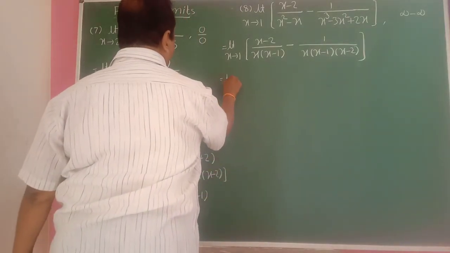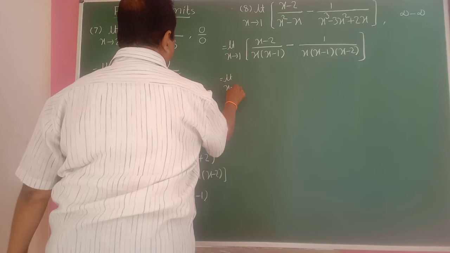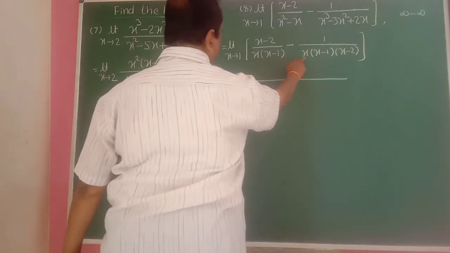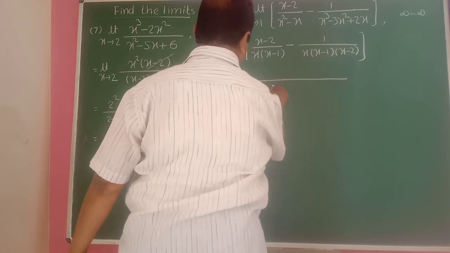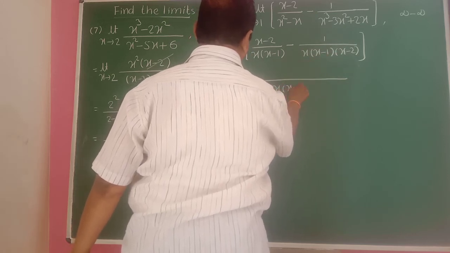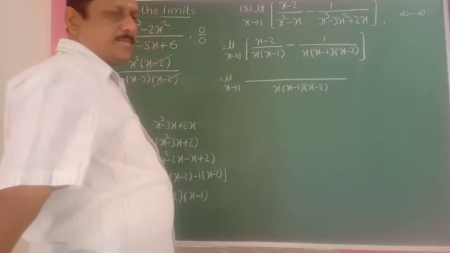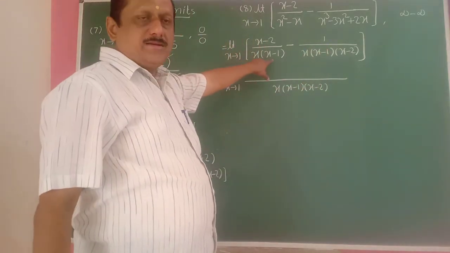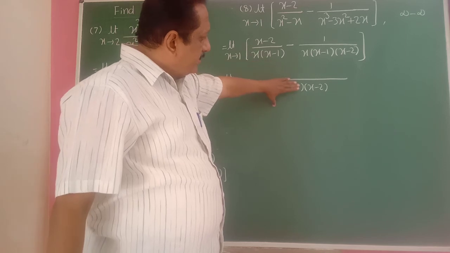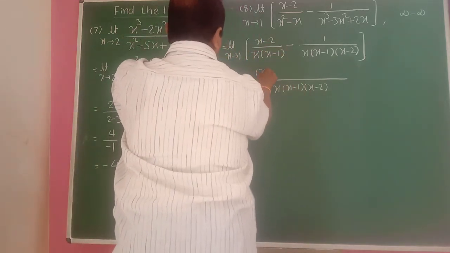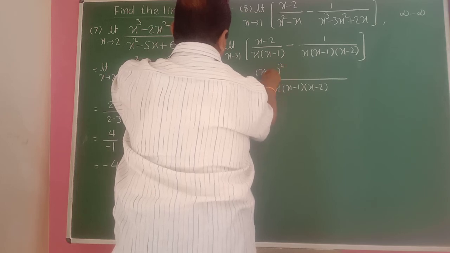This is equal to limit of x tending to 1. Here LCM is x, x minus 1 and x minus 2. Therefore x into x minus 1 into x minus 2 is the LCM. In the denominator x into x minus 1 is there, so just leave it. Remaining is x minus 2 multiplied. So x minus 2 into x minus 2, x minus 2 square.